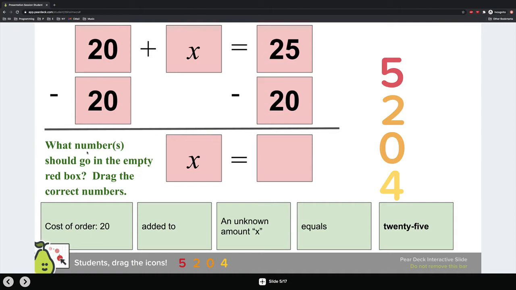Whoops, made a mistake. What number should go in this new red box? We do 25 minus 20. And again, if a student puts like 20 or 25 in this box, we know that they're misunderstanding. So we put 5 here, and it equals 5.